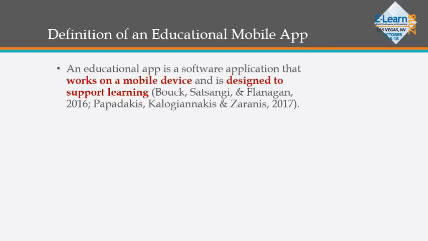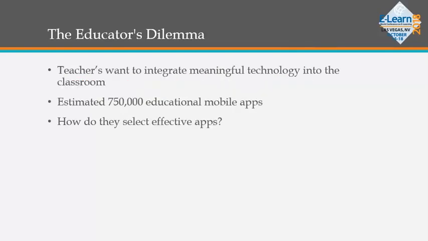I'm going to go with this working definition of an educational mobile app, which is a software application that works on a mobile device and is designed to support learning. Here is the educator's dilemma. Teachers want to integrate meaningful technology into the classroom. However, there's an estimated 750,000 educational mobile apps. So how does any teacher select effective apps?